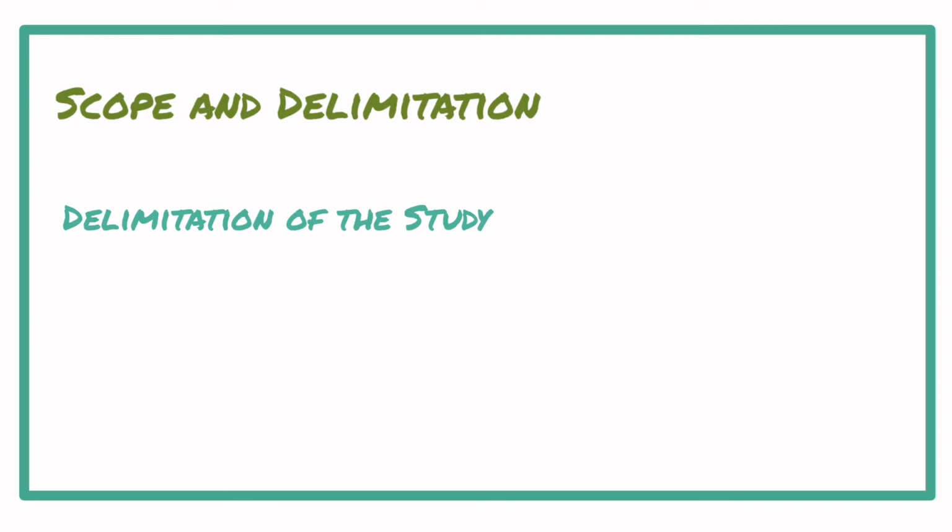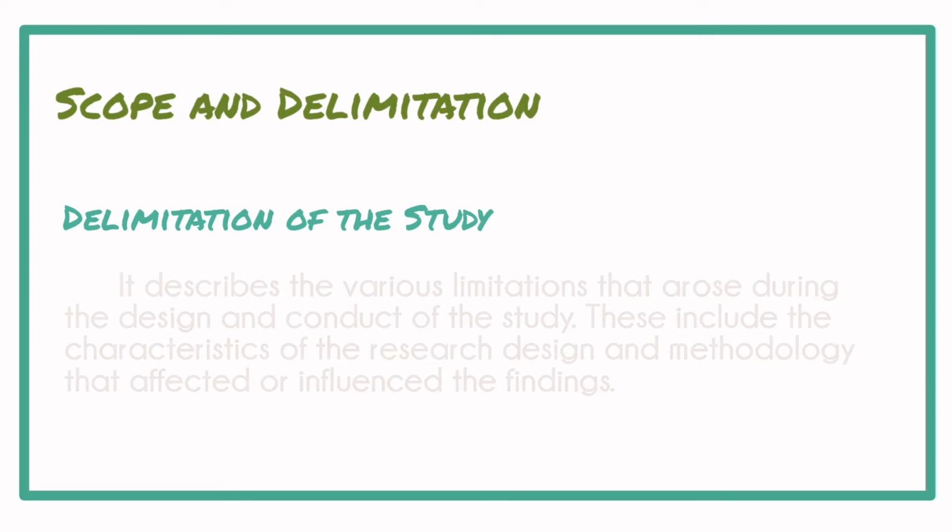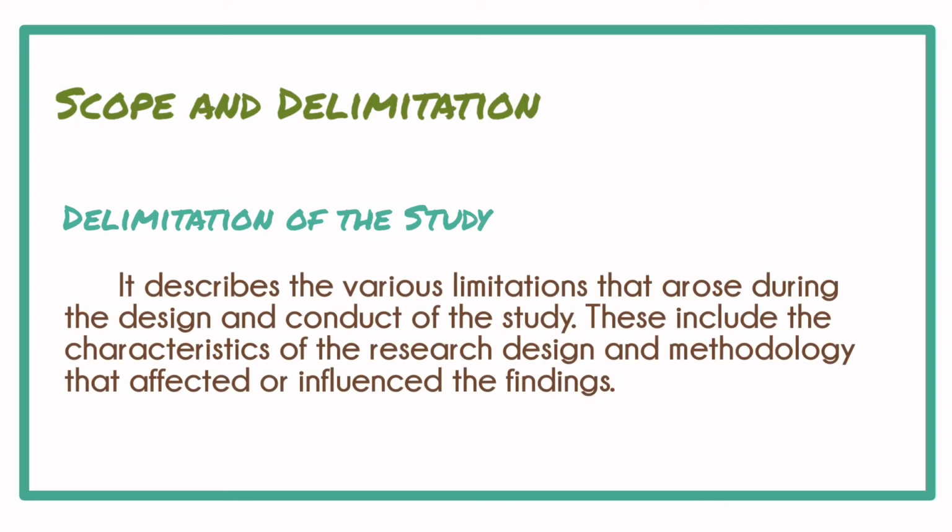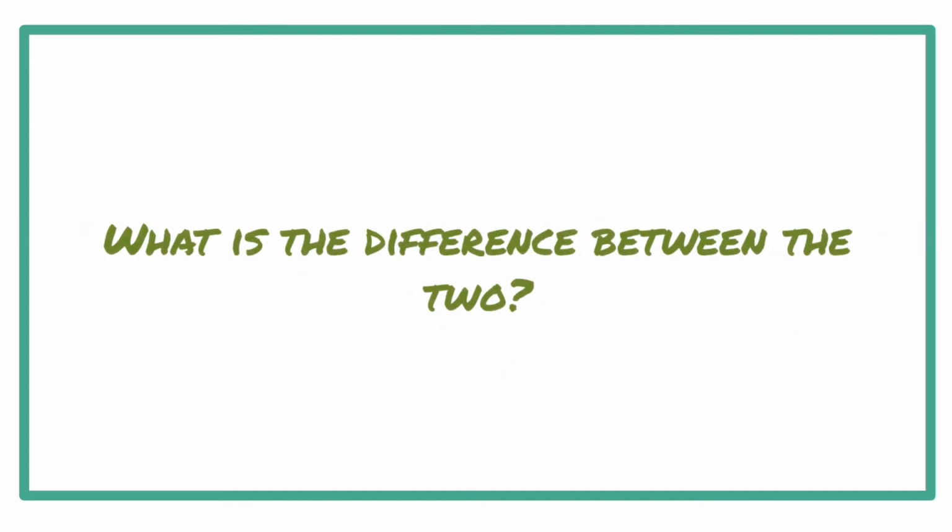Let us now go to the delimitation of the study. It describes the various limitations that arose during the design and conduct of the study. These include the characteristics of the research design and methodology that affected or influenced the findings. These limitations are constraints on certain aspects of the research, such as the interpretation of data and the applicability and usefulness of the results and findings. What is the difference between the two?